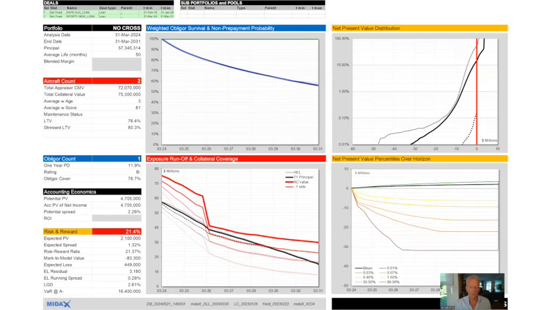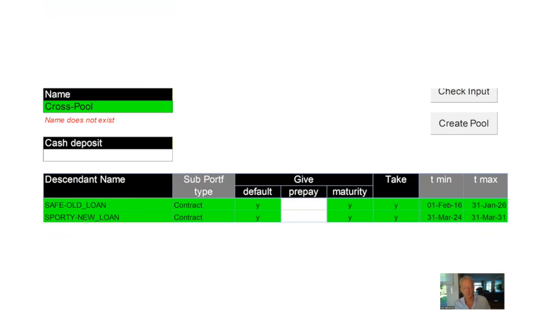So we run this as a portfolio. We have the safe old loan and the sporty new loan as a portfolio. And guess what? Our risk-reward ratio now is 21.4%, which is still way too high. So obviously, this is not a good portfolio because we cannot use the overvalue in the first loan to cover and protect the new sporty loan. But we get cross-collateralization. So in this particular case, we get a bit of a partial cross.